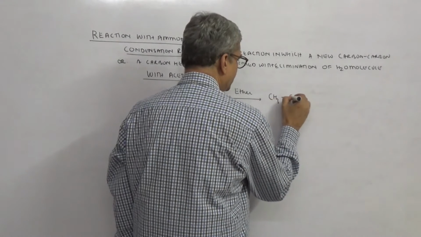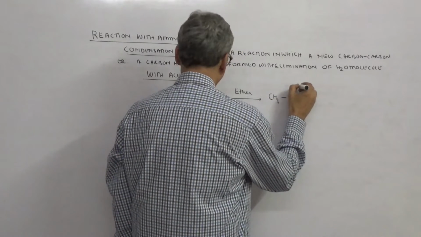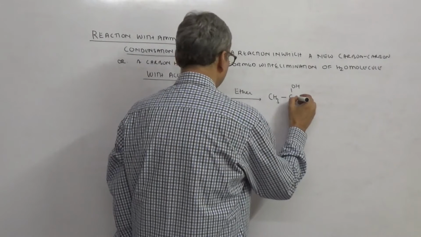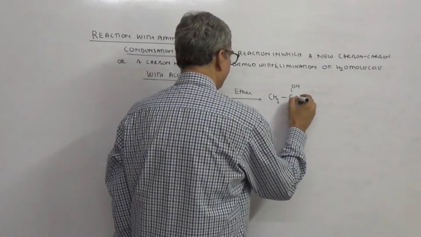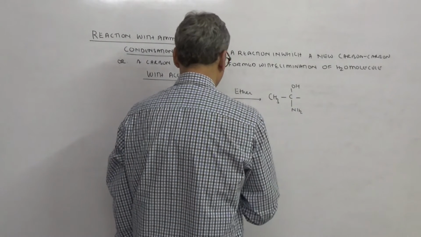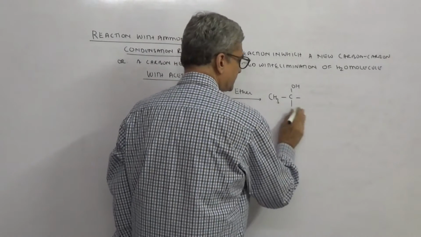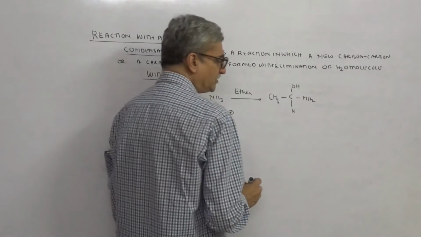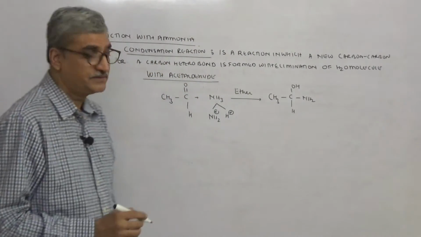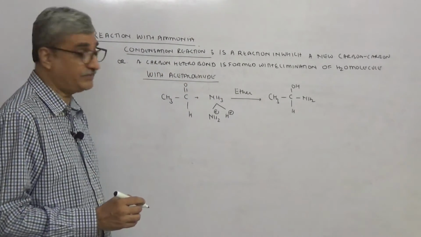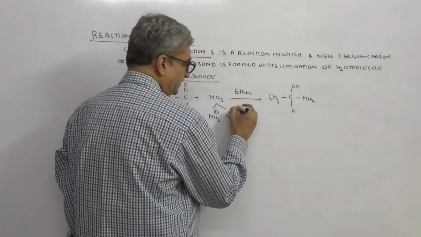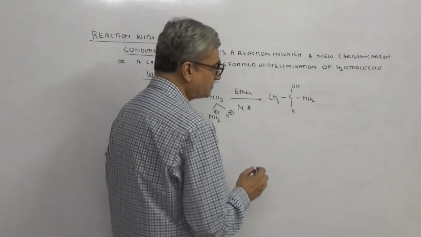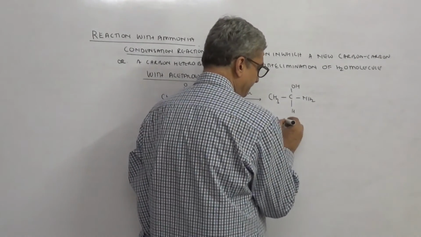We have CH3CH(OH)NH2. This is H, and this is NH2. So this will be an addition compound. What kind of reaction is this? This is nucleophilic addition. So this compound is called acetaldehyde ammonia.